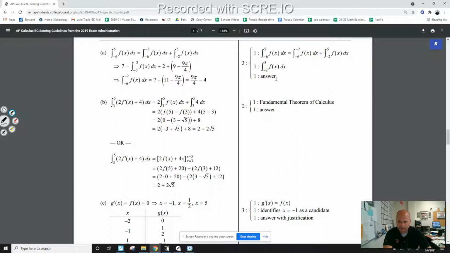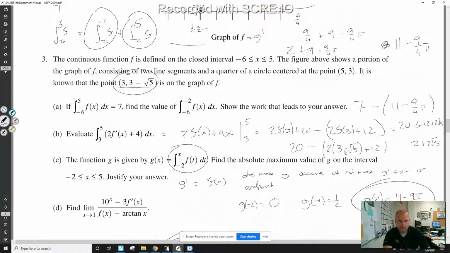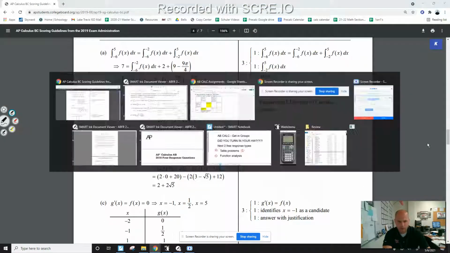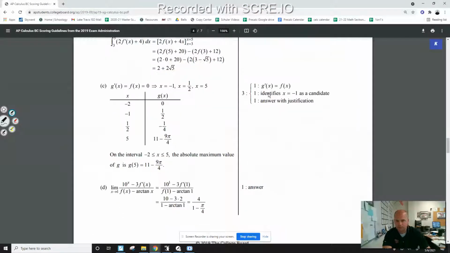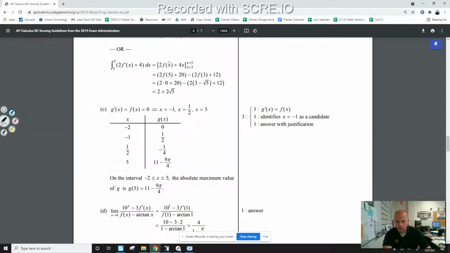And then getting the answer. Part B, taking the antiderivative, plugging in your values. 2 plus 2 root 5 is the final value. 2 times... oh, yeah, I got that. 2 plus 2 root 5. Okay, that was worth 2 points. This is what I did. I just took the antiderivative. I didn't split it up.